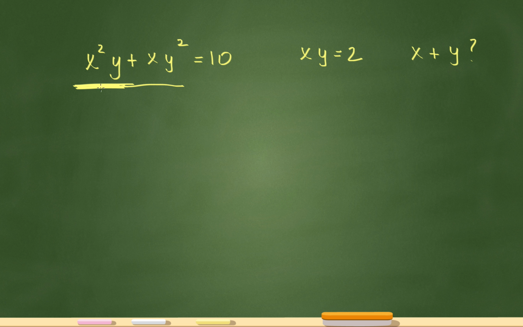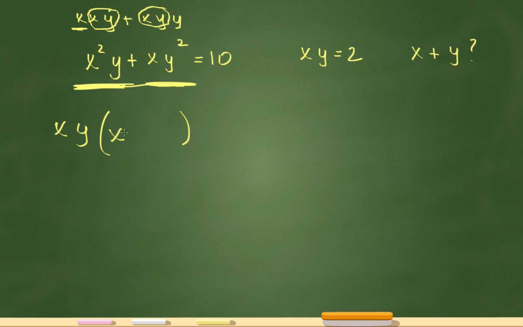So think about what's common here and what's common here. See how there's 2x? If I rewrite this as x times y plus x times y, see how there's an xy in common here and here? So what that means is I can pull out an xy. And now I'm going to have something left. So what's left here? Just an x. And what's left here? Just a y.